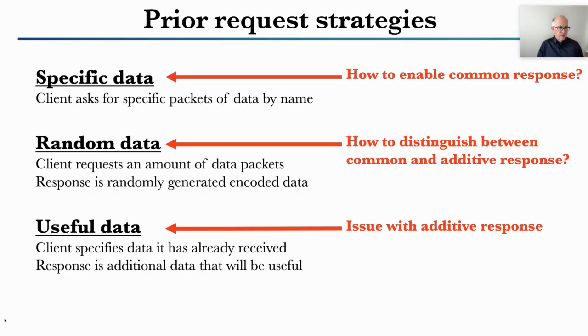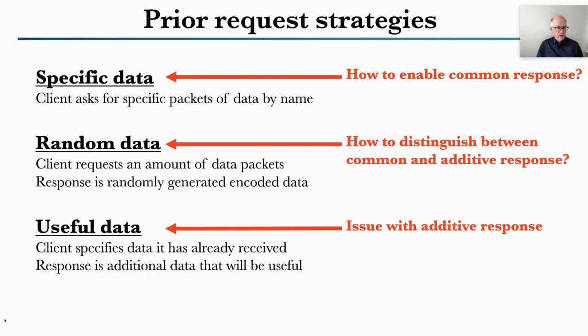Random data is a very popular strategy that's used by erasure code approaches. This is when a client requests an amount of data packets and the response is randomly generated encoding data. How to distinguish between common and additive response is a difficult issue here. So in some cases, you want to give a common response and an additive response. Further details are discussed in our paper.